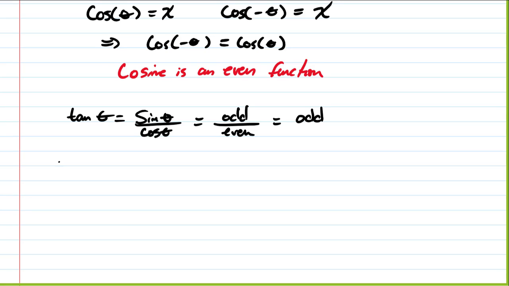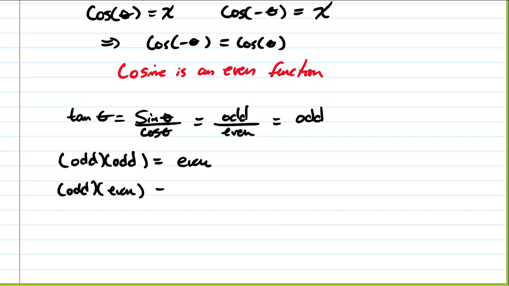For either multiplication or division, if you have an odd times an odd, or an odd divided by an odd, you'll get an even. If you have an odd times an even, you'll get an odd. And if you have an even times an even, you get an even.